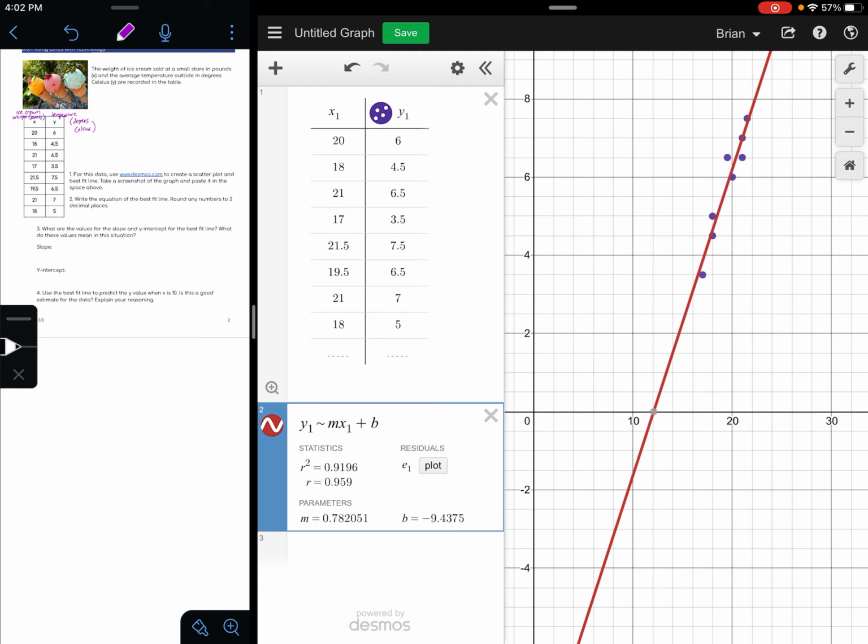Notice that in the data here, in the statistics that come up, you get m equals 0.782051 and b equals negative 9.4375. That's literally giving you the slope of our red line, our best fit line, and the y-intercept of our best fit line. So it actually calculates that slope and y-intercept for us.